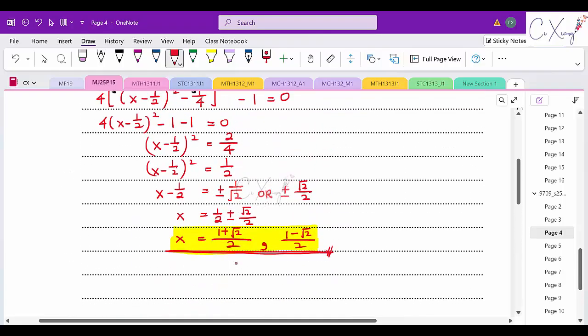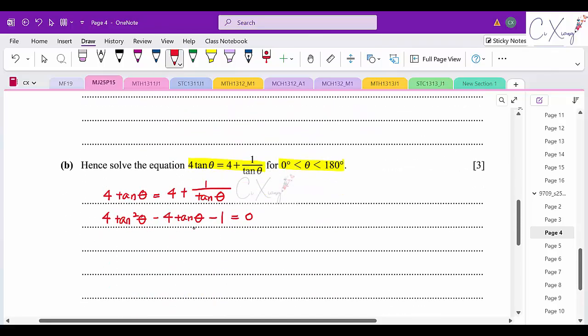How can you continue to solve it? Just now we have learned how to get the value for the x, right? But now your x becomes the tangent theta. And I will directly use the result just now. x is equal to half plus root 2 over 2, or half minus root 2 over 2.